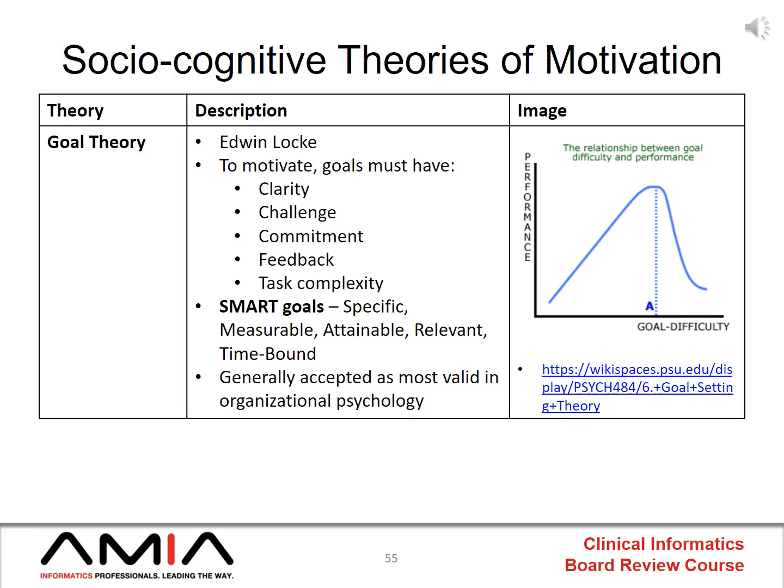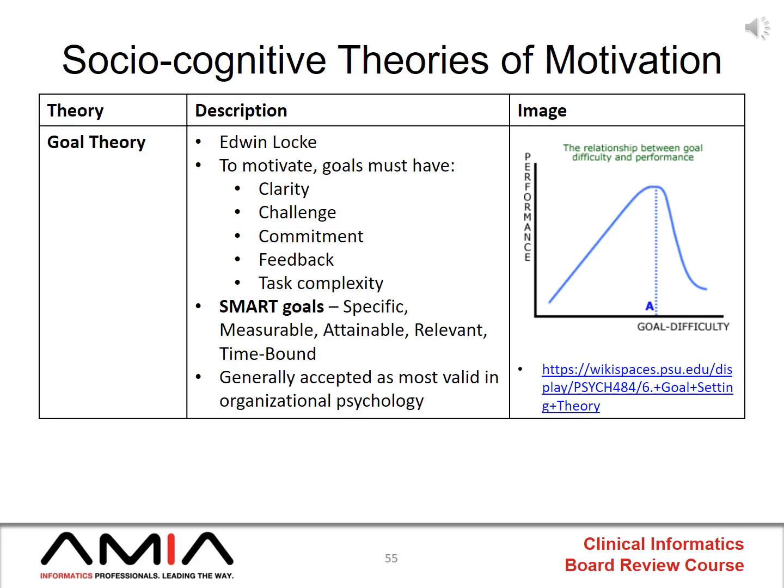What's interesting about goal theory is that, as you can see in the graph to the right of the slide, this theory states that an individual's performance on a particular task is related to the level of difficulty of that task. If the task is too simple, performance is poor, and similarly, if the task is too difficult, performance is also poor. However, if the task difficulty is set to be high but not too high, individuals have the best performance. Goal theory is also the theory that espoused the term SMART goals.